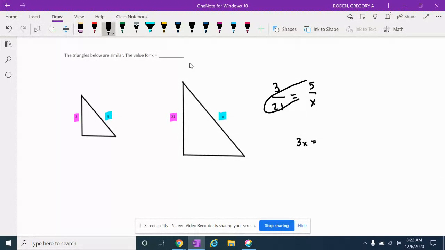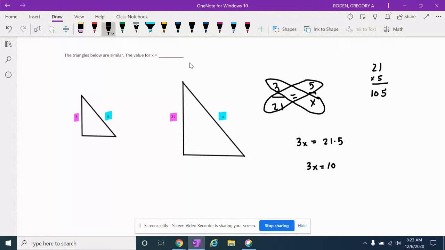Just doing cross products. Sometimes kids say it looks like a butterfly. I don't know if it does or not. And then I've got to do 21 times 5. So off to the side, let me do that really quick. 21 times 5. 5 times 1 is 5. 5 times 2 is 10. So I get 105, right? So I get 3x equals 105.